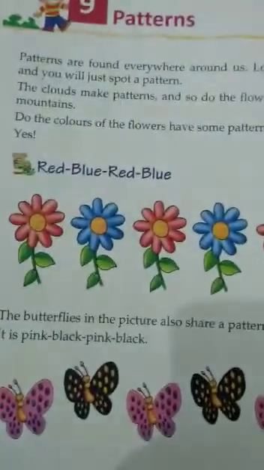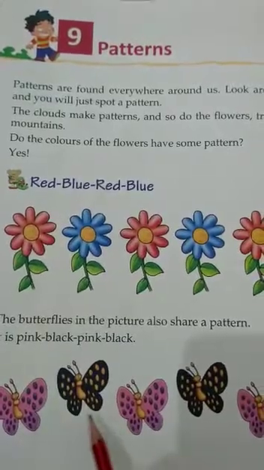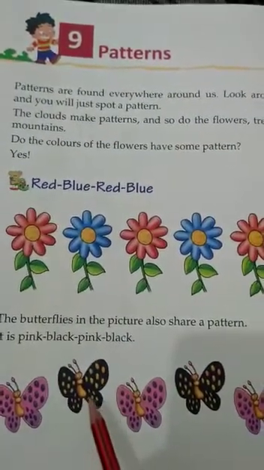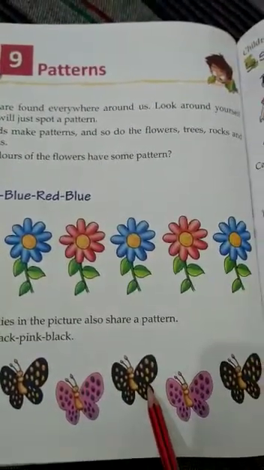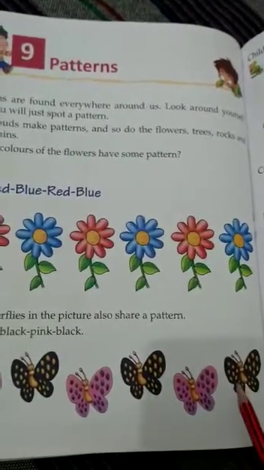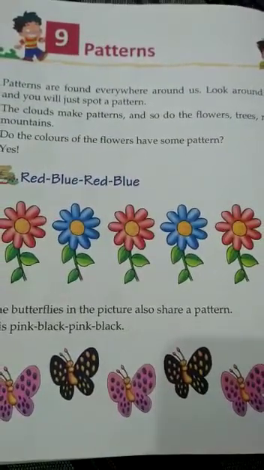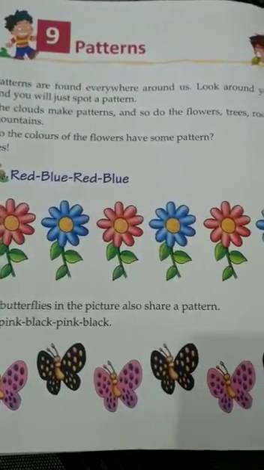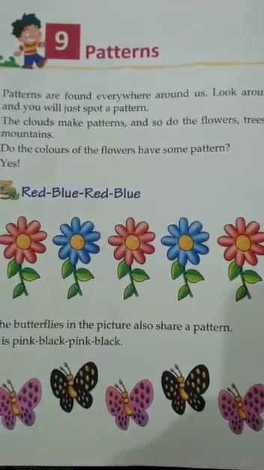Let us take one more example. Here you can see some butterflies. All these butterflies are in patterns. See, first there is a pink butterfly, then we have black. Then again we have pink, again we have black. Again we have pink and again we have black. So, in both the pictures we have seen that these pictures are arranged in a particular order and they are repeated again and again. So I hope you have understood the concept of patterns.